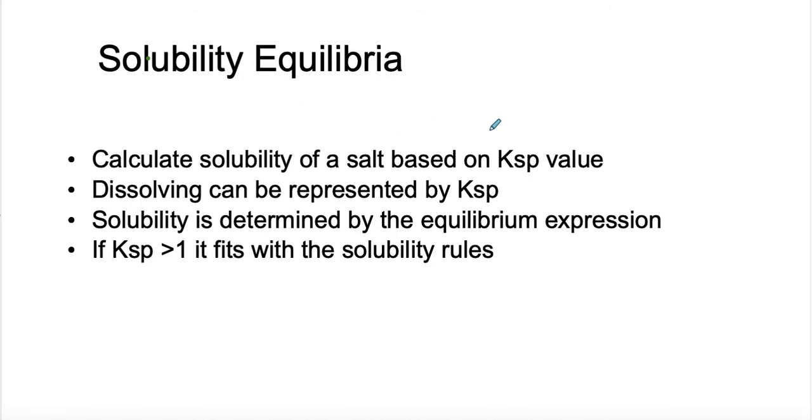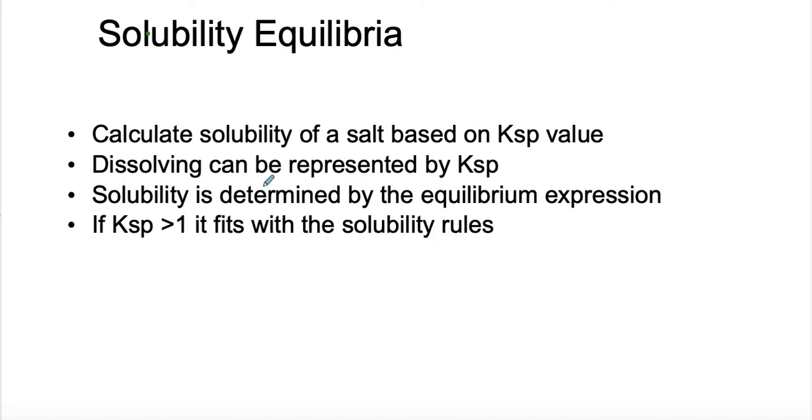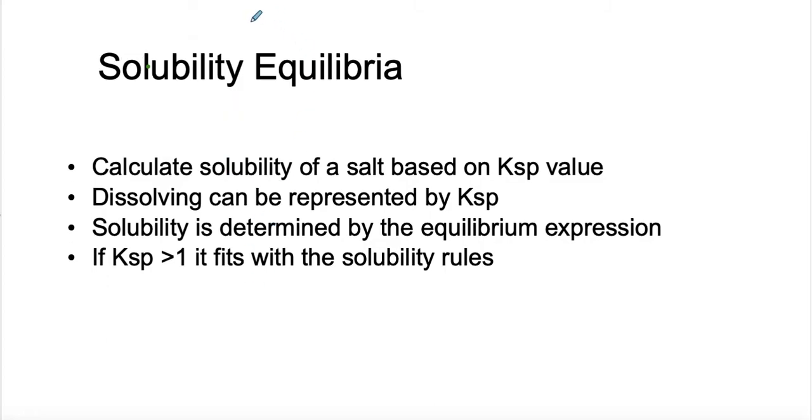I'm going to spend a little bit of time on this. This is solubility equilibrium. So if you need to calculate the solubility of a salt, dissolving is a reversible process. Let's say we have a chemical that's AB2, and it's a solid.